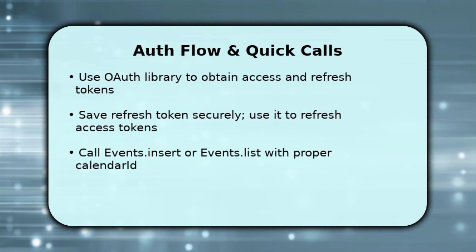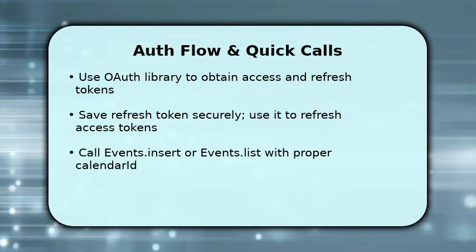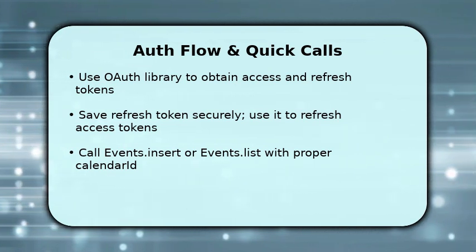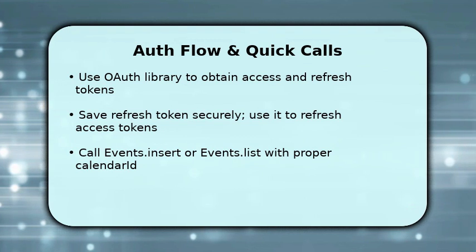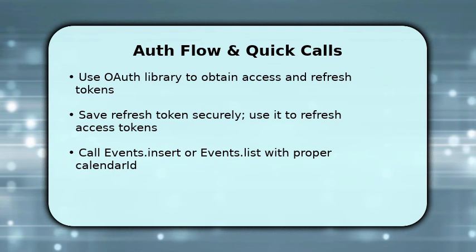With an access token, initialize the Google Calendar client and test a simple events.list for the primary calendar, then try events.insert to create a test event. Make sure to include time zone, start/end date times, and correct calendar ID so results are visible immediately.